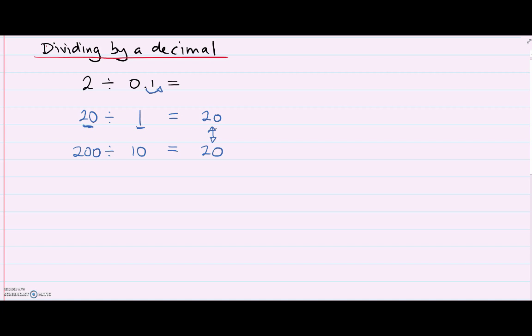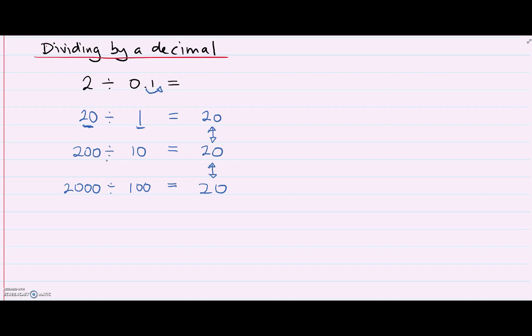Let's see what happens if I multiply by 10 again. So if I multiply this 200 by 10, I add an extra 0. And when I multiply this 10 by 10, I add an extra 0. So 2000 divided by 100, that's also 20. What I'm showing you here is that if I multiply both of my numbers by 10, I get bigger numbers that I'm dividing, but my answer remains the same.